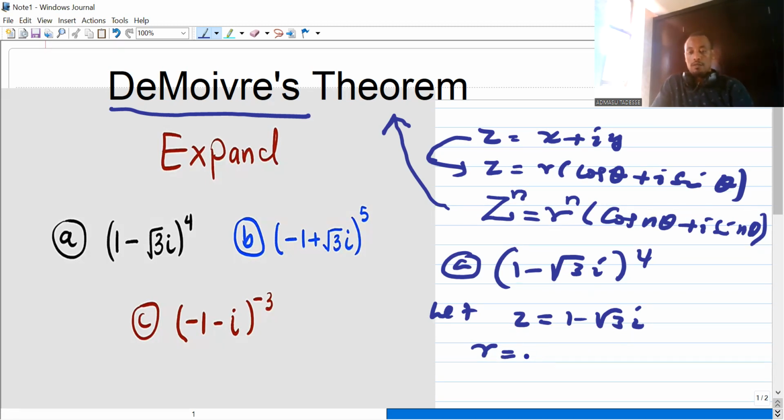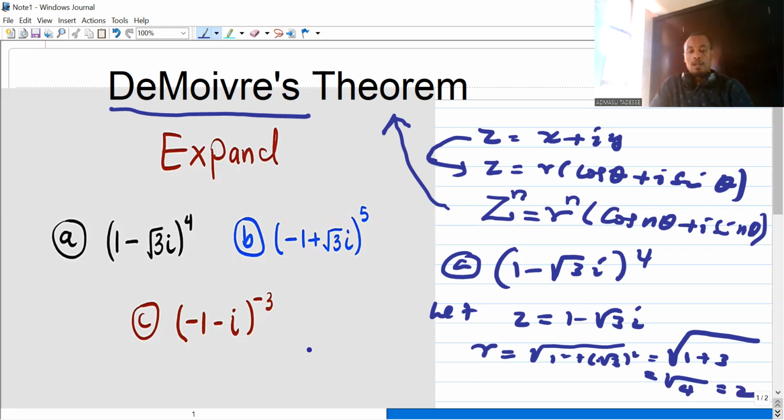So which is given by, what is our x? x is 1 and y is negative root 3. So it's going to be what? Square root of 1 square plus negative root 3 square, which is 1 square is 1 and root 3 square is 3. Okay, it is going to be square root of 4, which is 2. Okay, therefore the modulus or the norm of the complex number is 2.